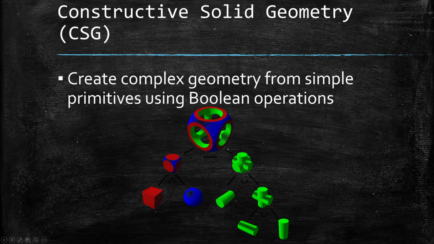Then I'm going to take this cube here and this sphere, and what I'm going to do is the intersection of them. That means I'm going to find out what areas are common in both this cube and this sphere.